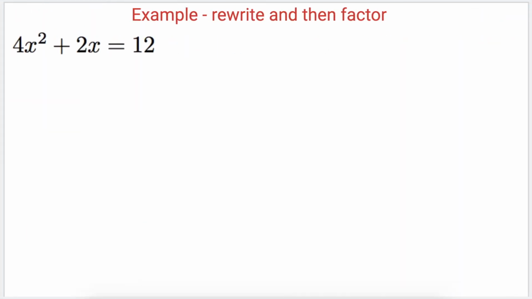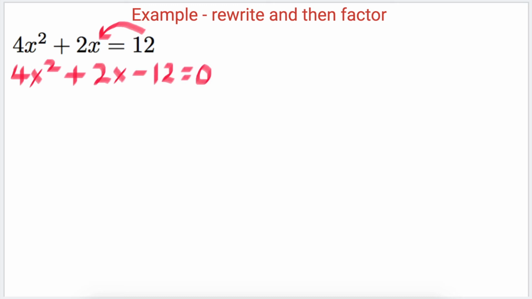The final example involves rewriting and then factoring a quadratic expression. In this particular problem, on the left side we have 4x squared plus 2x, and on the right side we have a 12. So the first thing we want to do is to move that 12 over to the left side, and that's going to change the positive 12 to a negative 12. Our expression is going to be 4x squared plus 2x minus 12 equals 0. Once we get to this point, we look at the coefficients and the constant. We have 4, 2, and negative 12.